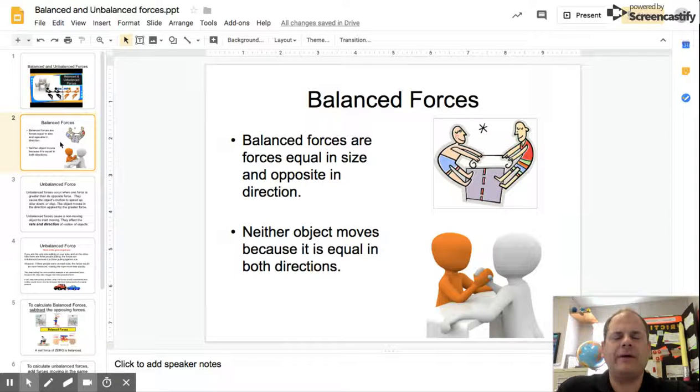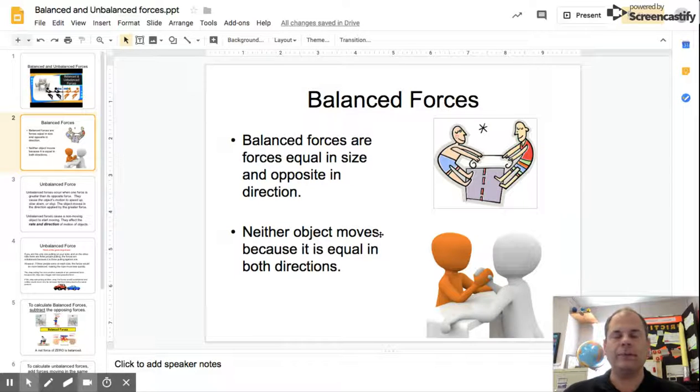Next slide. We are going to learn first about balanced forces. Now, a balanced force is a force that is equal in size and opposite in direction. So we know that a force is a push or a pull, and neither object in a balanced force moves because it is equal in both directions. So we have two guys here, and they are pulling the rope equally, and the rope is not moving. Here we have two people arm wrestling, and they are pushing equally. They can feel the force, but they are equal on both sides and they are not moving. So these are balanced forces.